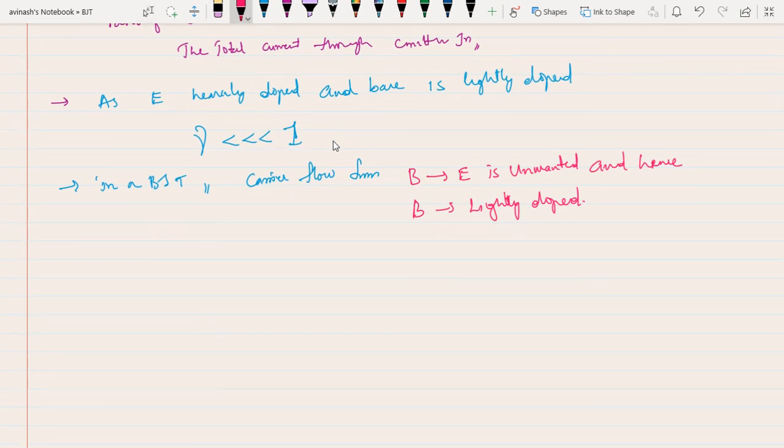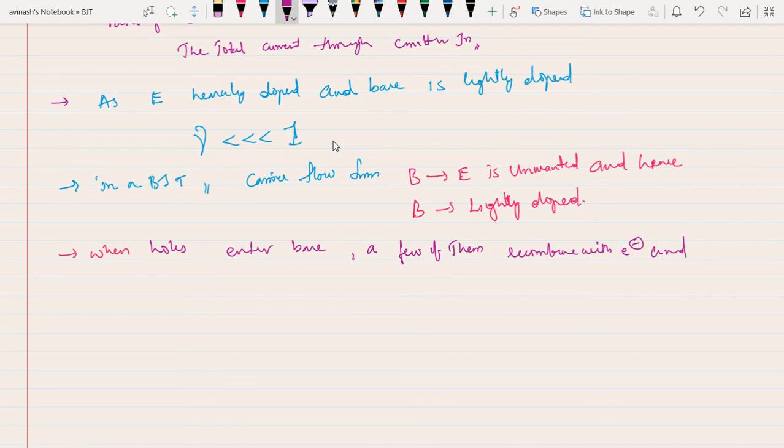Now, let me also write one more point. When holes enter the base, a few of them recombine with electrons, and the remaining holes will reach the collector junction.